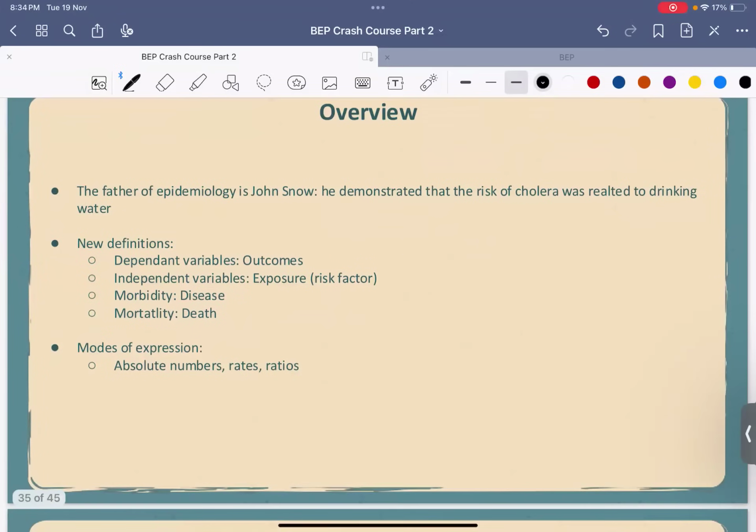Okay, so an overview. The father of epidemiology is called John Snow, and he demonstrated that the risk of cholera was related to drinking water in the UK. So this is epidemiology. If you remember, there are many overlapping things with the epidemiology lecture introduction Dr. Hassan gave. So I didn't repeat anything.